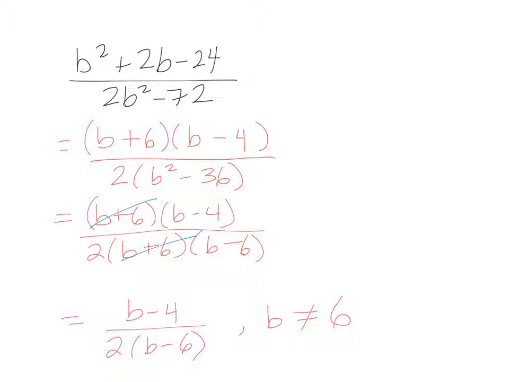So what's the other non-permissible value? We have 6, that comes from here, negative 6 from there. You have to find those non-permissible values from the factored form. So I'm actually just going to go plus minus. b cannot equal positive or negative 6.